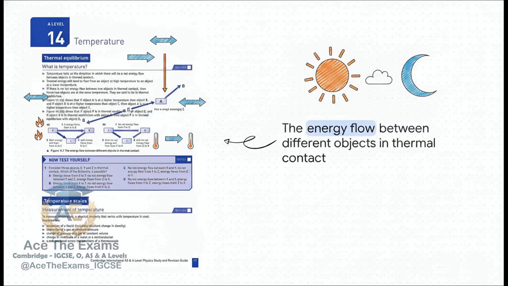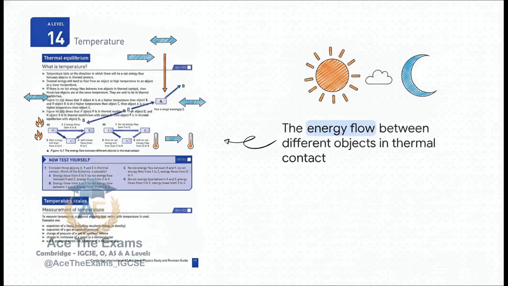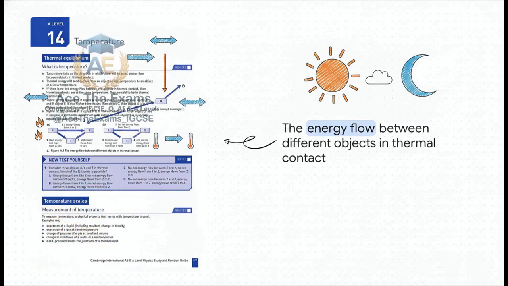But now, look at the right side of the visual. We have objects P, Q, and R. The diagram shows absolutely no net energy flow from P to Q. This means they are at the exact same temperature. They have achieved what we call thermal equilibrium.